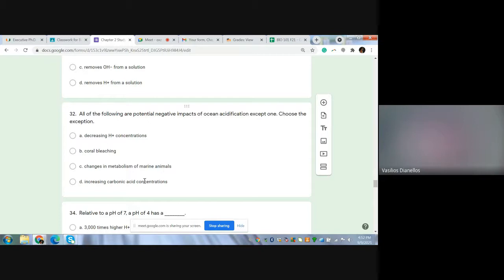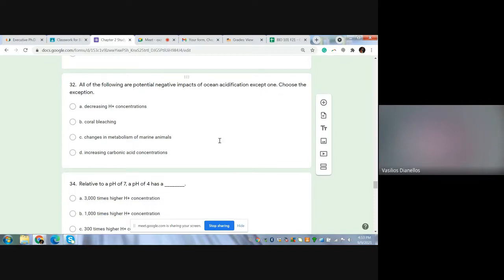But here's the thing that you should have known. It increases the carbonic acid concentration. More specifically, forget everything else. You can read this and say it increases the acid concentrations. Therefore, that must be the right answer. Because I'm not expecting you to know anything about the effects of coral or of ocean acidification. You just need to know if something is being acidified, then you are increasing the H plus concentrations. You are increasing the acid concentrations. So any questions about 32?